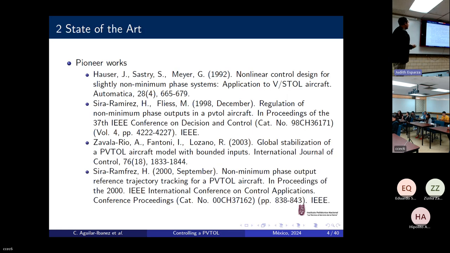The PVTOL is addressed mostly as a simplified model of a quadcopter. The quadcopter is in six-dimensional coordinates. This is in three-dimensional coordinates: one for the vertical, one for the horizontal, and one for the angle.